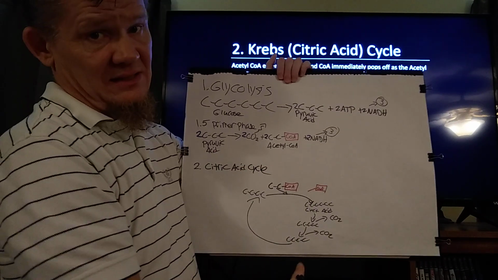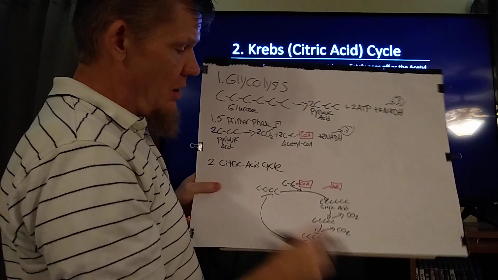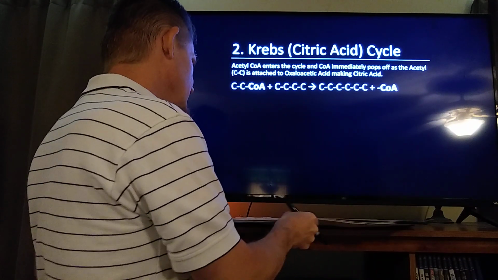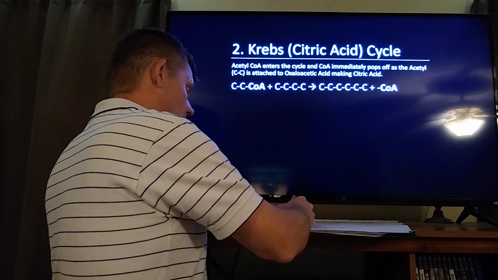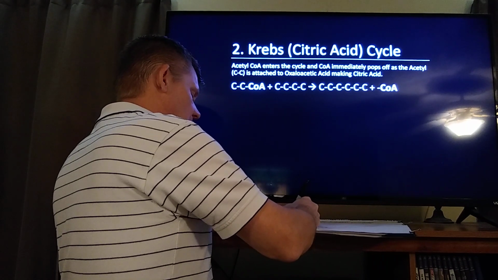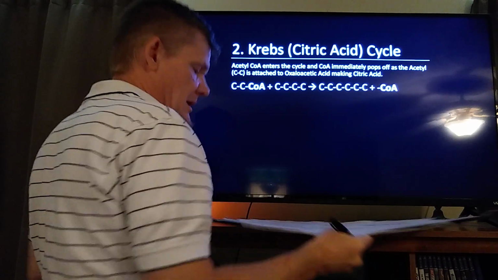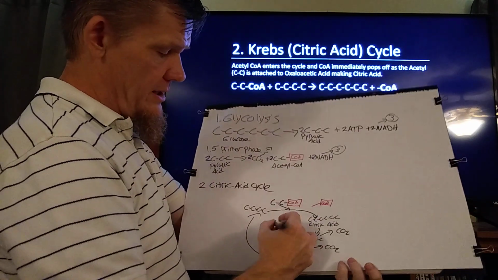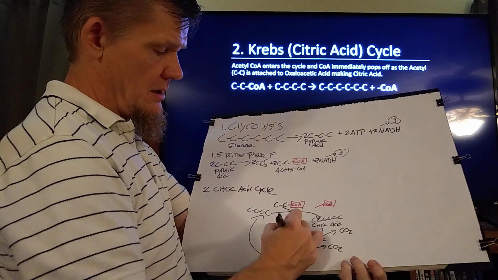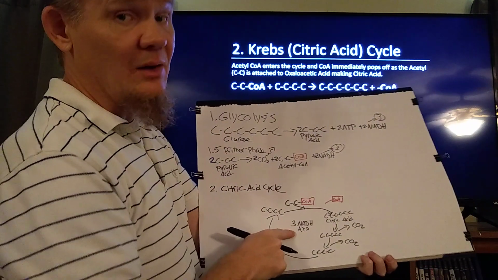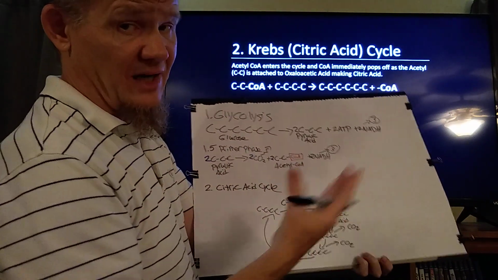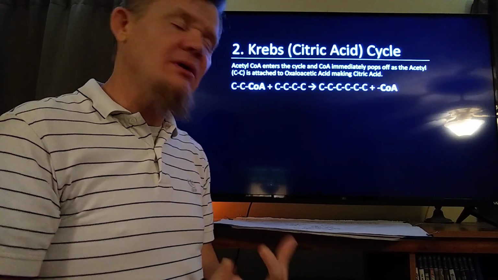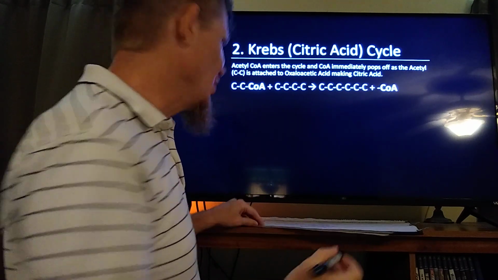When I send 2 carbons through the citric acid cycle, I get 3 NADHs. I get 1 ATP. What are we trying to make? We're trying to make ATP. And I get 1 of this new molecule we haven't talked about yet called FADH2.